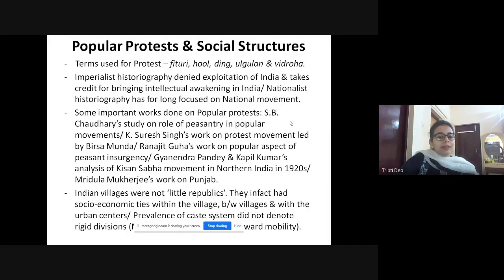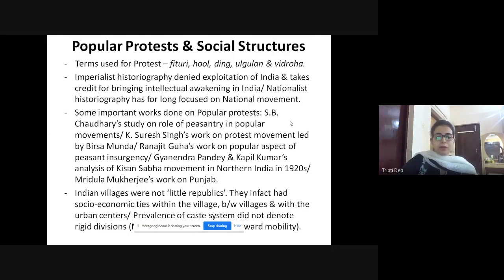Some important works that have been done on popular protest are S.B. Chaudhary's study on the role of peasantry in popular movements, K.S. Singh's work on the protest by Birsa Munda, you must have heard of the Munda rebellion in Ranchi, Ranajit Guha's work on popular aspects of peasant insurgency, Gyanendra Pandey's and Kapil Kumar's analysis of Kisan Sabha in Northern India in the 1920s, and Mridula Mukherjee's work on Punjab.